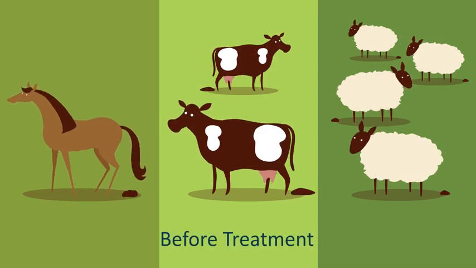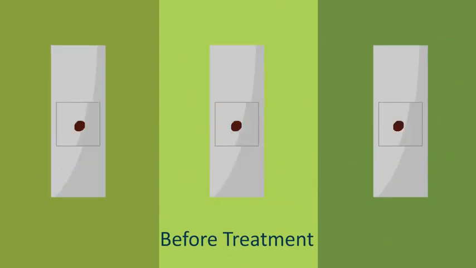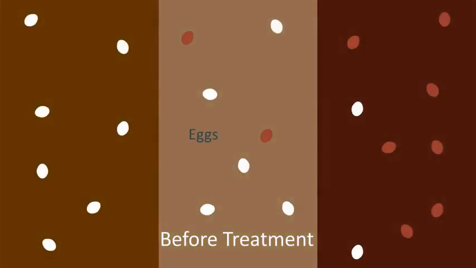Animals can be gathered in the corner of a field and fresh fecal samples collected from the ground. Samples can be examined individually for horses or as a group for sheep and cattle. Large numbers of eggs seen under the microscope may mean that the animals need treating.